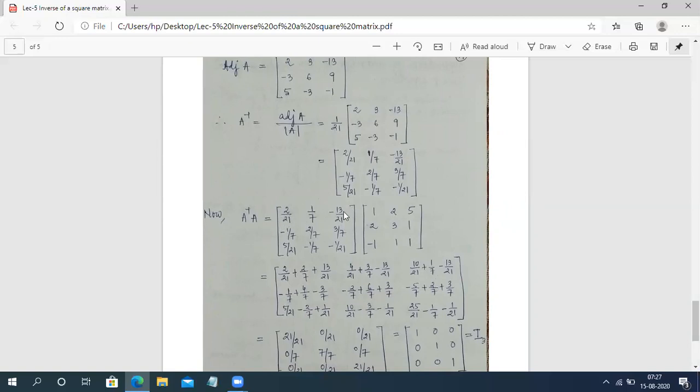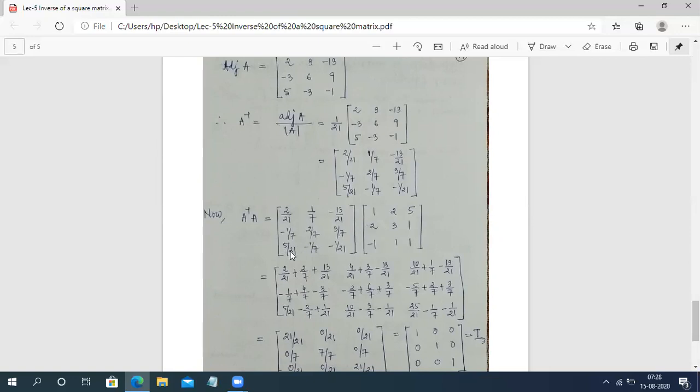Now the first row is over. We come to the second row. Second row with each column. The second row with the first column will give the first element, that is minus 1 by 7 into 1 plus 2 by 7 into 2 plus 3 by 7 into minus 1. Similarly, the second row with the second column will give the second element. The second row with the third column will give the third element. Now the second row is over.